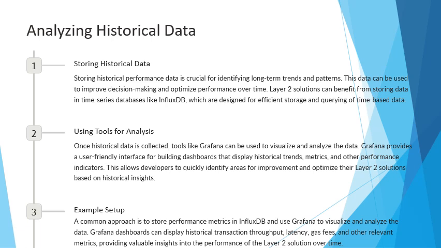Here is an example setup. So a common approach is to store performance metrics in InfluxDB and use Grafana to visualize and analyze the data. Grafana dashboards can display historical transaction throughput, latency, gas fees, and other relevant metrics, providing valuable insights into the performance of the layer 2 solution over time.